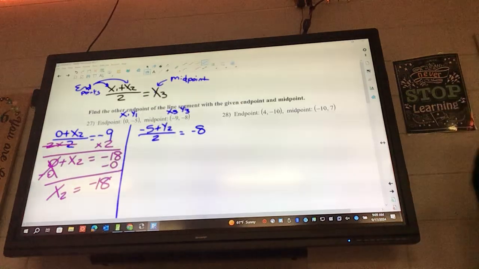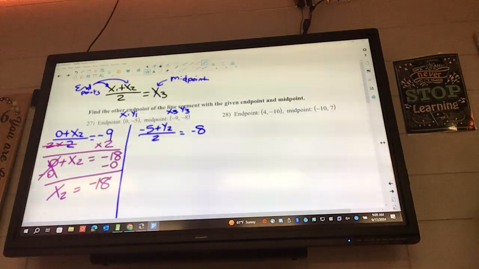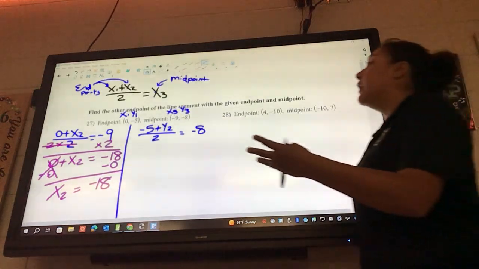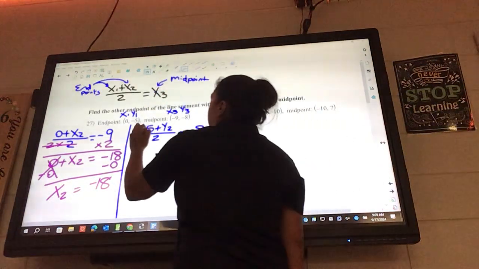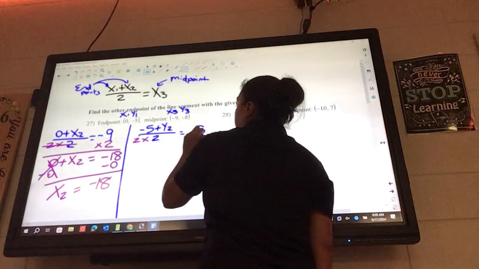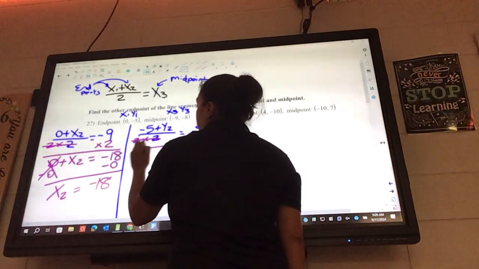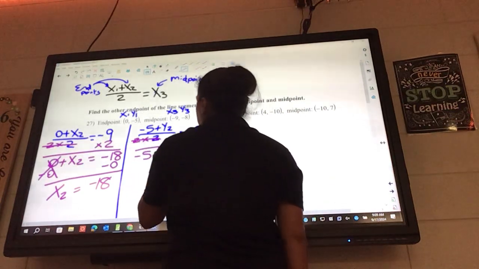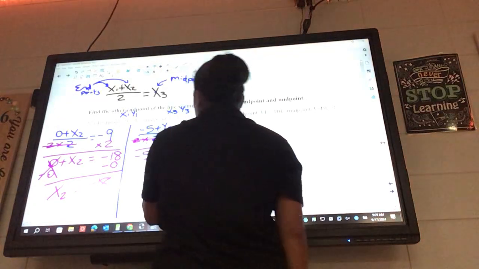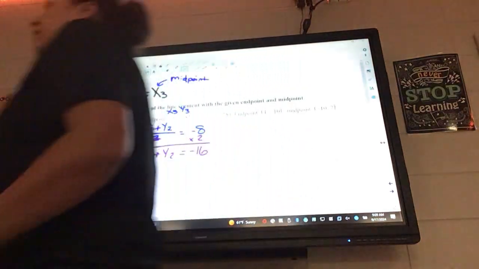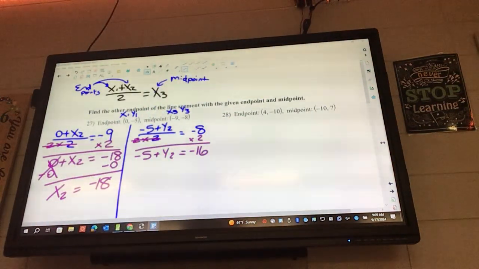Okay, again, the steps are always the same. You're going to times by 2, then add or subtract. Okay, and you can even write that on your sheet if you want to, okay? So you're going to times by 2. We get -5 plus y2 equals -16. And then are you going to add or subtract? Add. Add what? -5. Yeah, we're going to add 5 on both sides.